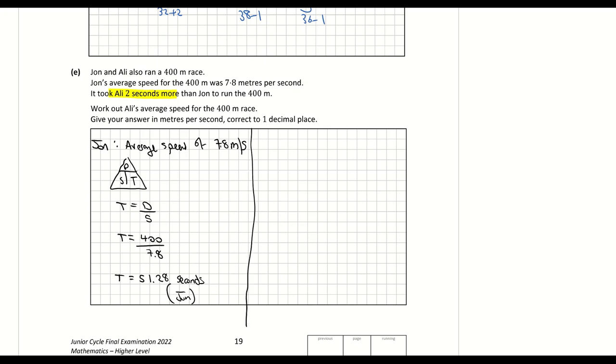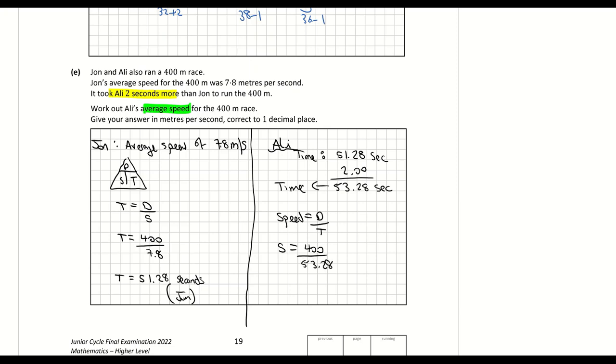Now, the question then tells us that Ali takes 2 seconds more than John. So I'm now coming over here and looking at Ali completing the race. Let's look at her time. Ali's time is 2 seconds more than John. John took 51.28 seconds. Adding on 2 seconds to this gives me Ali's time of 53.28 seconds. Now the question wants us to find Ali's average speed. Coming back to my distance, speed, and time triangle, speed is given by distance over time. Again, we know the distance of the race, it's 400 meters. The time it took her, 53.28 seconds. Dividing that on my calculator is giving me a speed of 7.5 meters per second. So Ali's average speed is 7.5 meters per second.